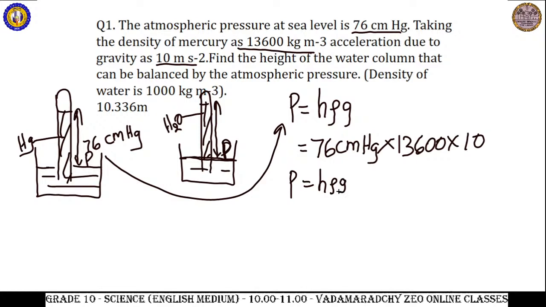H is what we have to find. The question is how much of a water column is needed. The density of water is 1000, which is also given. Density of water is 1000, and g is 10. We know both pressures P are equal.